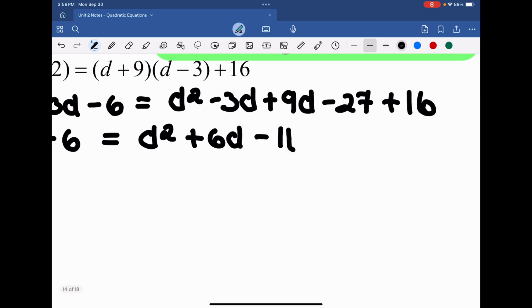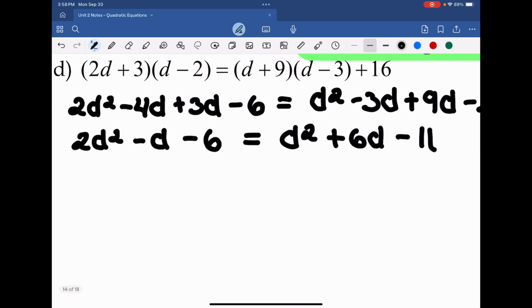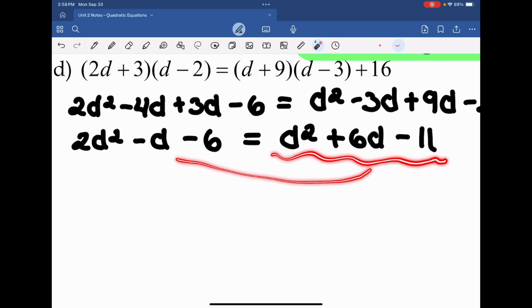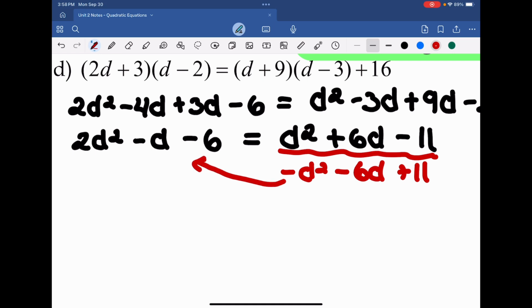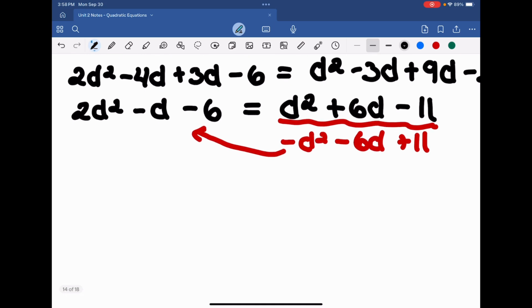Perfect. There we go. All right, now I want to keep that d squared term positive. So if d squared is to be positive, well, there's 2 over here and there's 1 here. So what I'm going to do is take all of the right stuff and move it over onto the left-hand side. So let's take all of this and subtract it over. This is going to be negative 2d squared minus 6d plus 11. And by doing that, we're going to move it over to our left-hand side.